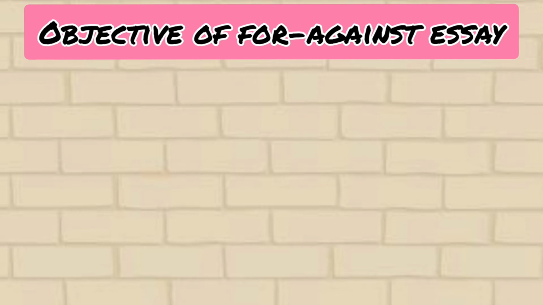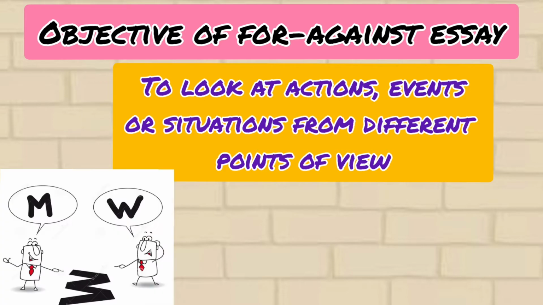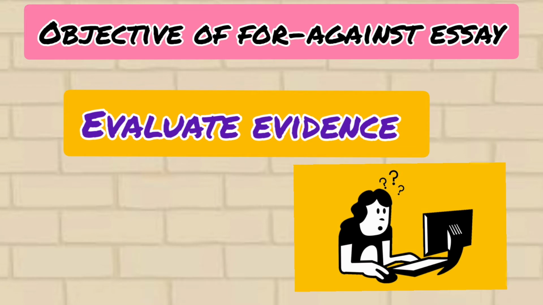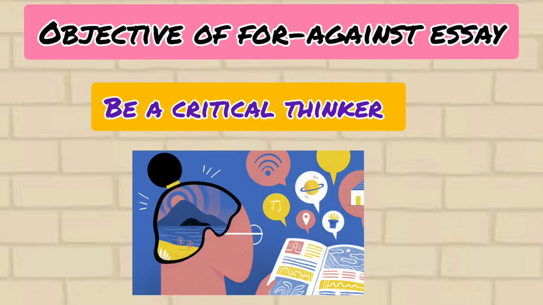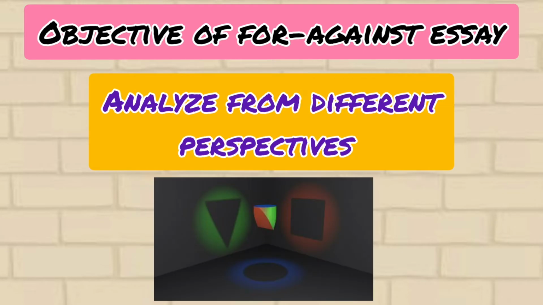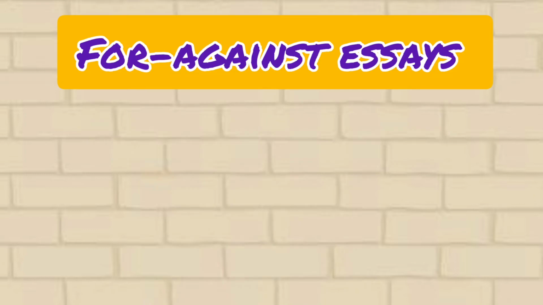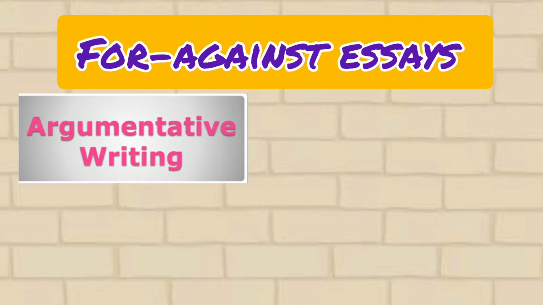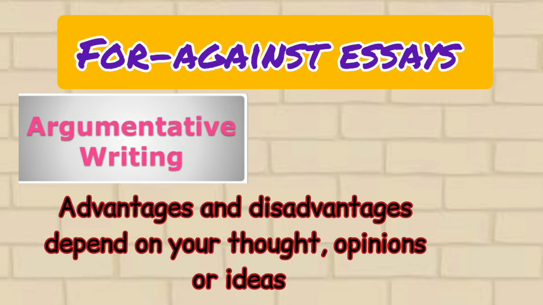What is the objective of writing a For Against essay? To look at actions, events, or situations from different points of view, or evaluate evidence as well, and be a critical thinker. Analyze actions, events, or situations from different perspectives. We have to say that this type of essay is also under the category of argumentative writing, because the advantages, the benefits, or the drawbacks or disadvantages that you analyze depend on your own thought.